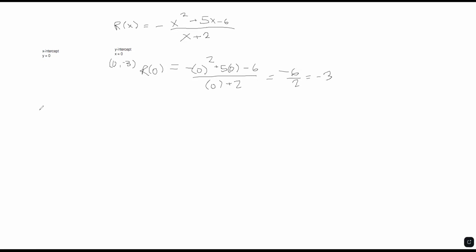It's very similar, except this time we're plugging in 0 for y instead of 0 for x. So this right here tells us that y is equal to 0. So we're going to write this as 0 equals negative x squared plus 5x minus 6, divided by x plus 2. So we have a rational function. We have a quadratic divided by a linear function, and we want to solve for x. So how do we accomplish that? How do we solve for x in this equation?